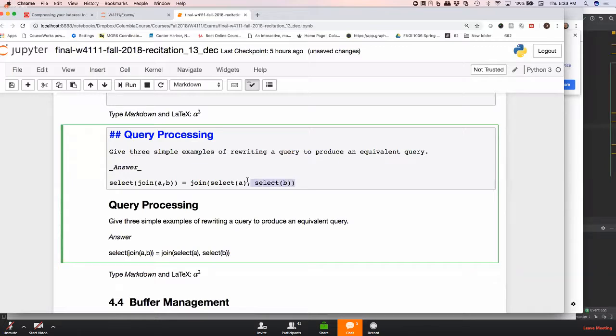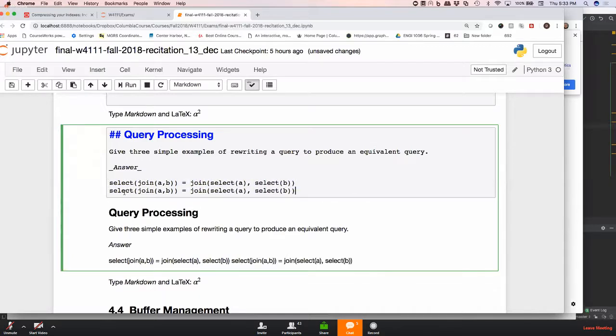I would also accept this one, which is project of join A B is equal to that. So that project falls into that category. Now, this isn't as obviously good. Why would I do this? It's not going to filter out rows. There's no select here at all. So why would I push the project through?